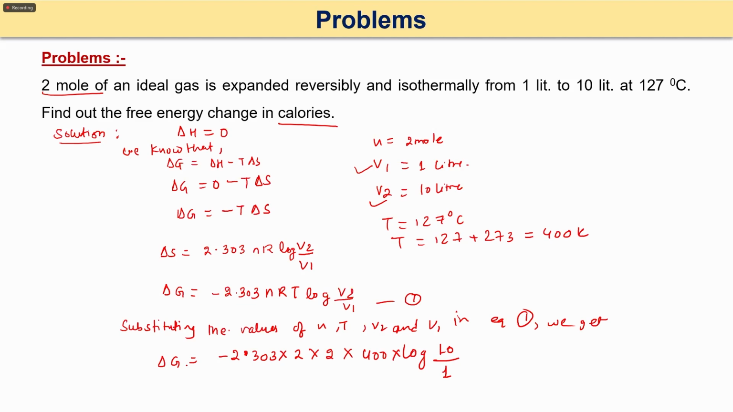So if you solve this, you will get minus of 2.303 into 1600, which is equal to minus 3683.8. So your delta G, that is the free energy change for this reaction in calories, is minus 3680.8 calories.